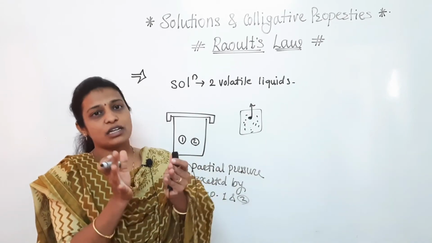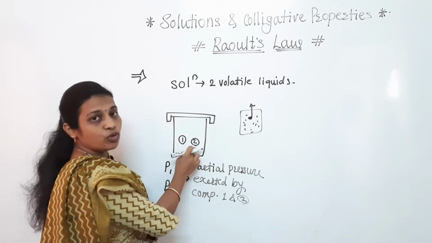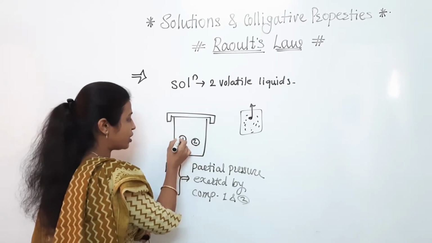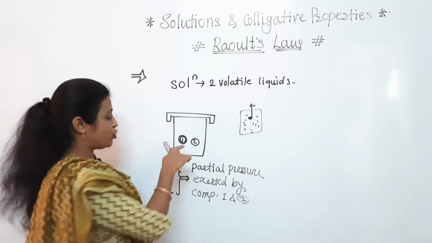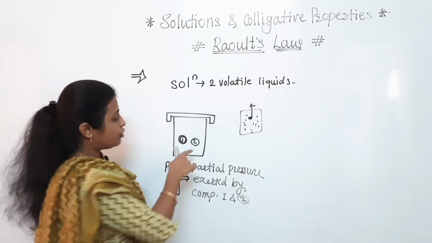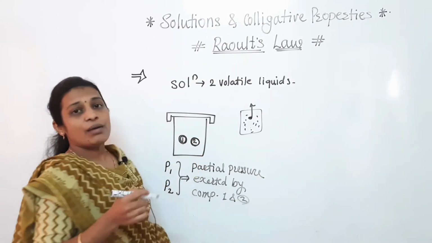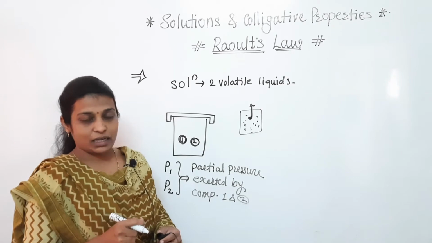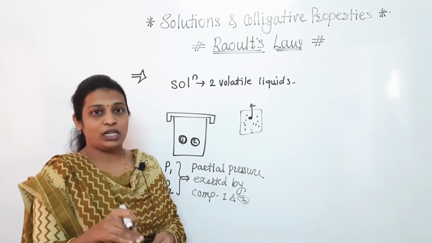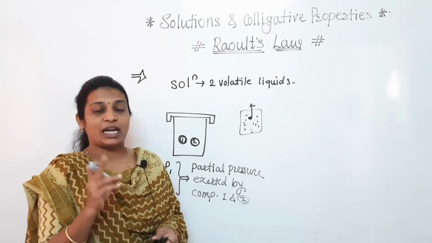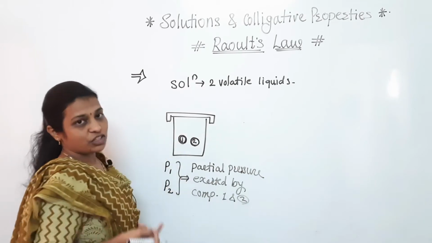So if we consider we are having one mixture, in that here they are mixture of two components. What is the pressure exerted by component number 1? That is the partial pressure of the component 1. If we consider pressure exerted by the second component, that is the partial pressure of the second component. Clear to everyone? So pressure exerted by the individual in the mixture, that is nothing but the partial pressure.